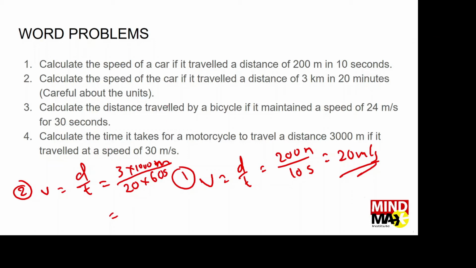So I wanted to show you how to differentiate between something simple, where the speed is simply in meters per second, and cases where the distance moved is mentioned in kilometers and the time is mentioned in minutes. That means we had to convert both of them into meters and seconds respectively.